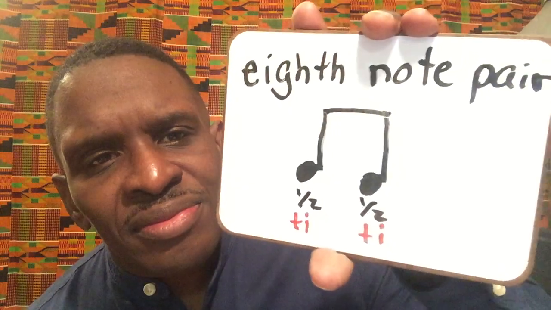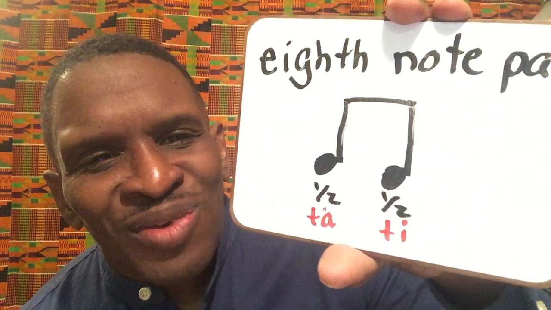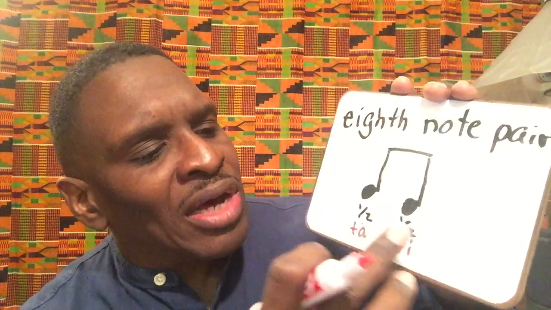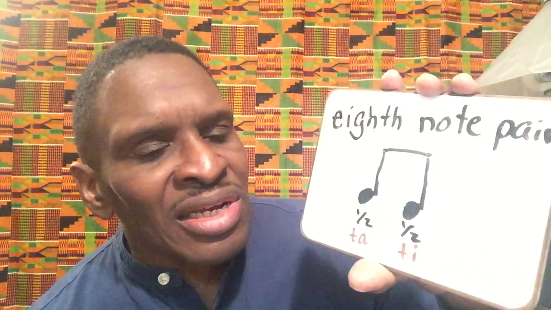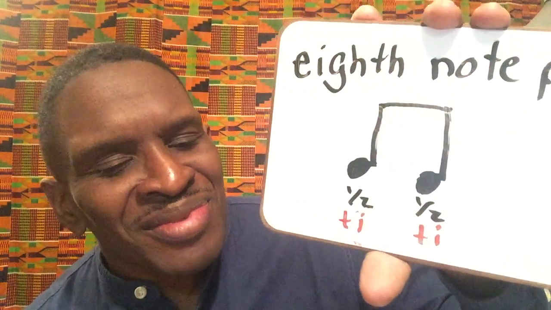Let's look at ti-ti or ta-ti. We would interchange them because if there's a bunch of eighth notes together, it looks better when you can see the notes a little bit better and section them off better by saying ta-ti, ta-ti. But you can put them both as ti-ti, ti-ti.